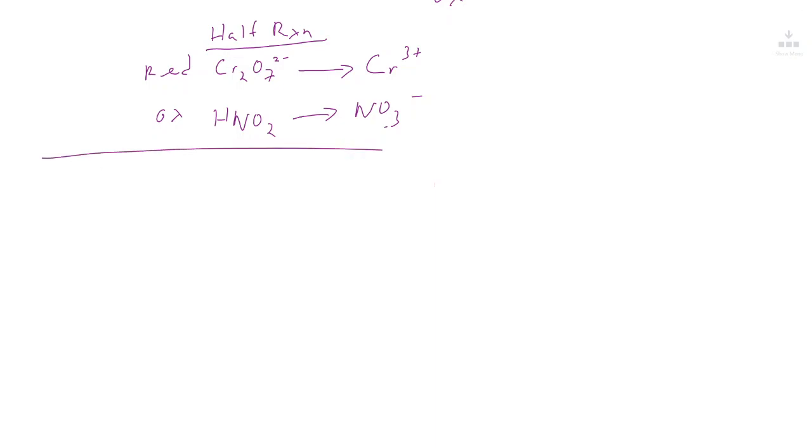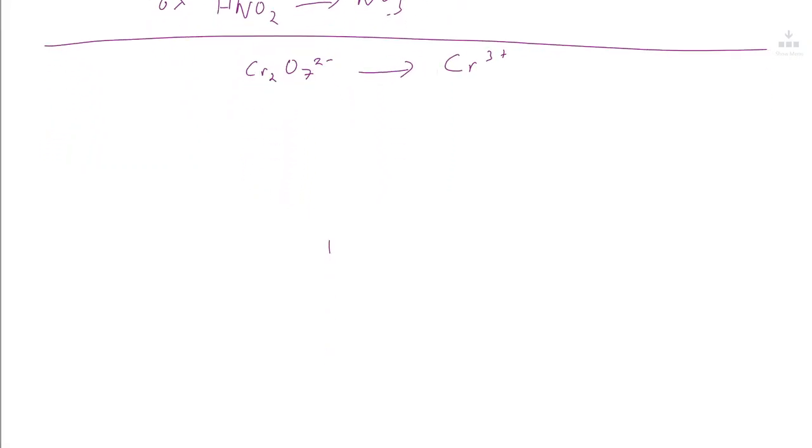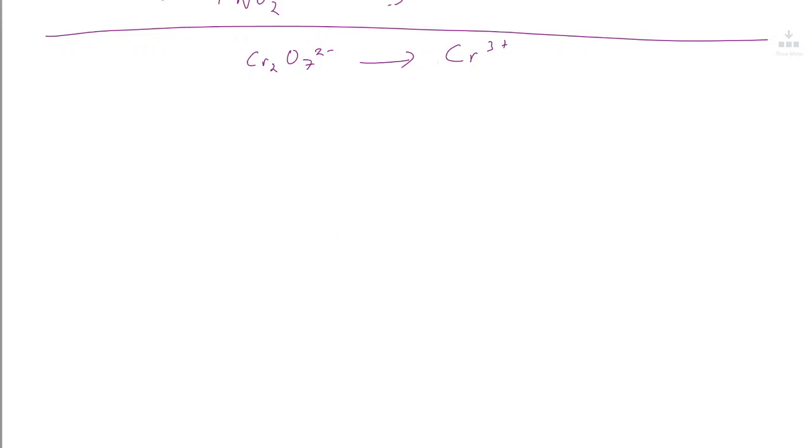Okay, so I'll just put a line here and we'll come down below. Okay, so we rewrite our equation. So Cr2O7 2- goes to Cr3+. And I'm going to slide this up again because we just don't need those anymore. Okay, so try to maximize what I can show you at a time.